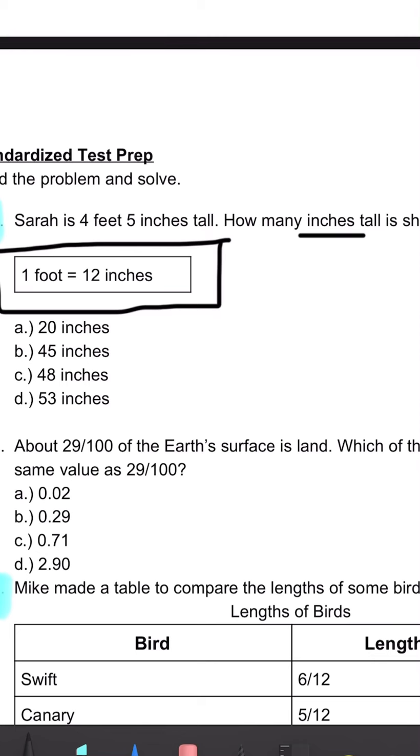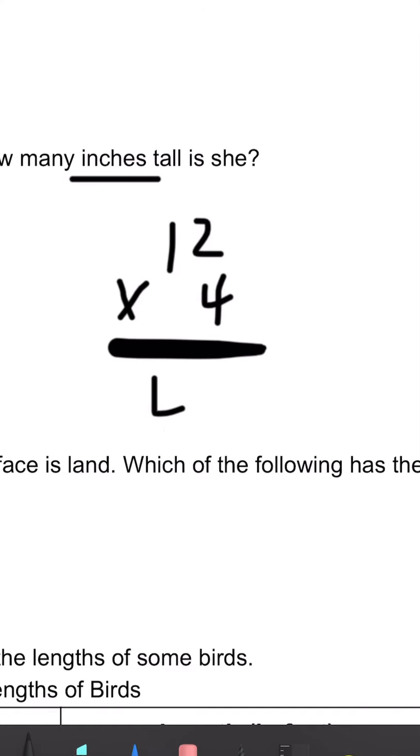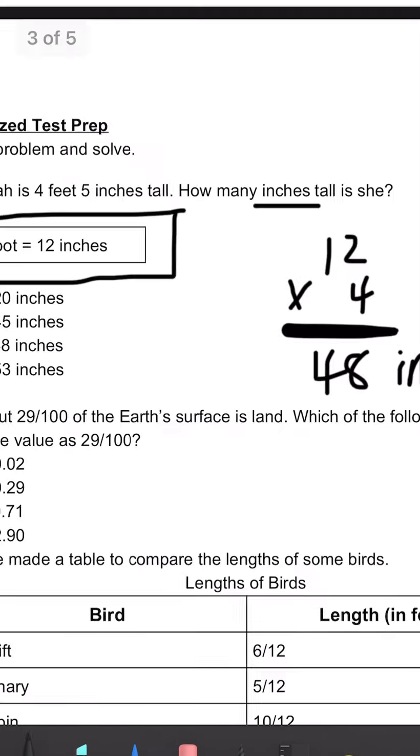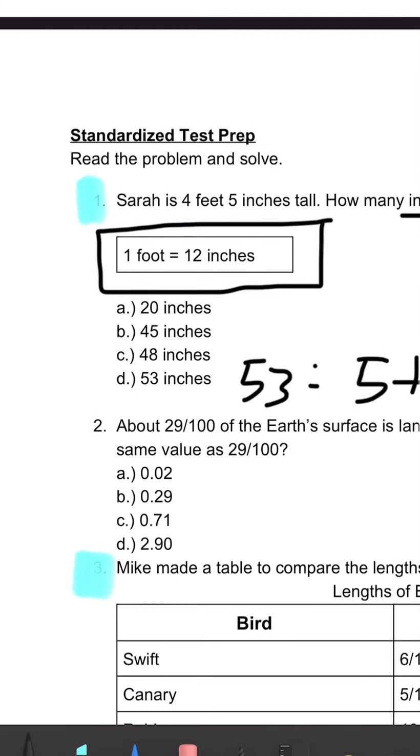4 feet, we can do 12 times 4 in order to get 48 inches. And then we have 5 inches, so we'll add 5, and our answer is 53. So we'll circle D.